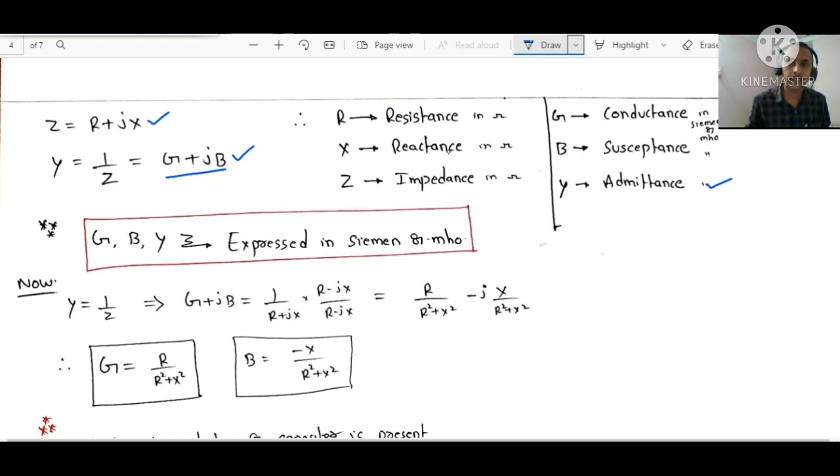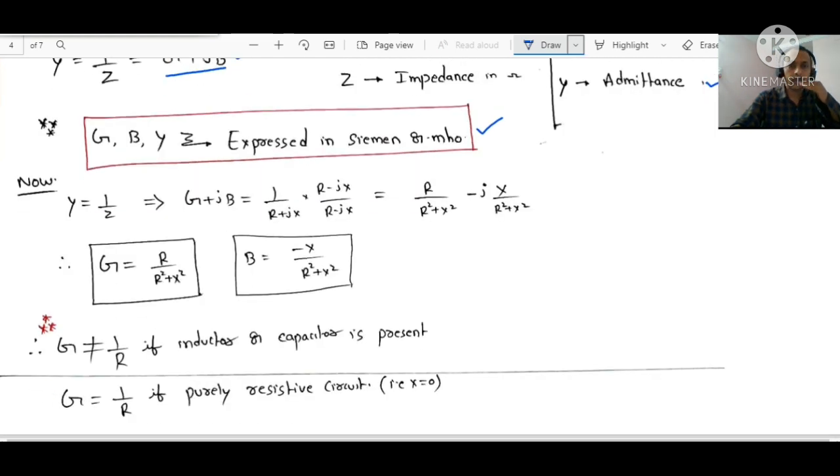B, susceptance. G, conductance. R, resistance. X, reactance. Z, impedance. Now G, B, Y all are expressed in Siemens or mho. The units are very, very important, dear students. Right? G, B, Y. The units are Siemens or mho. Now this is where one common mistake most of the students are committing.